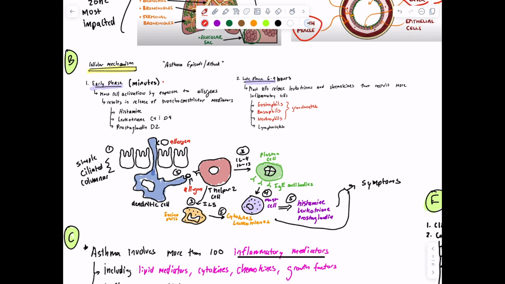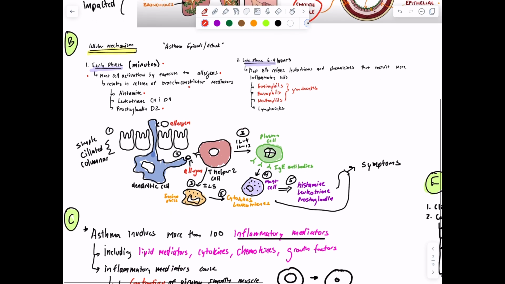All right, so what is the cellular mechanism behind asthma in an asthma episode or an attack? So we have the early phase, which is the first several minutes of an asthma episode. You have mast cell activation by exposure to allergens, and this will result in the release of bronchoconstrictor mediators to get the smooth muscle to contract. And so this is our histamine, our leukotriene C4 and D4. We'll see B4 and E4 later, prostaglandin D2.